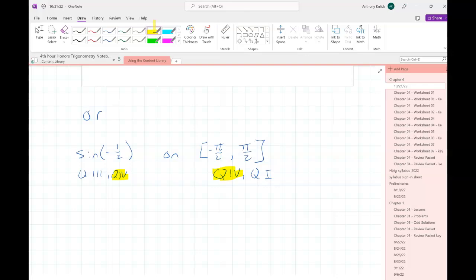Well, sine is negative when the y-coordinate is negative. So that's below the x-axis. So that's quadrant 3 and 4. Is that cool? Okay. So I know when I draw my picture that the angle that I'm drawing is going to be here. Everybody agree with that?